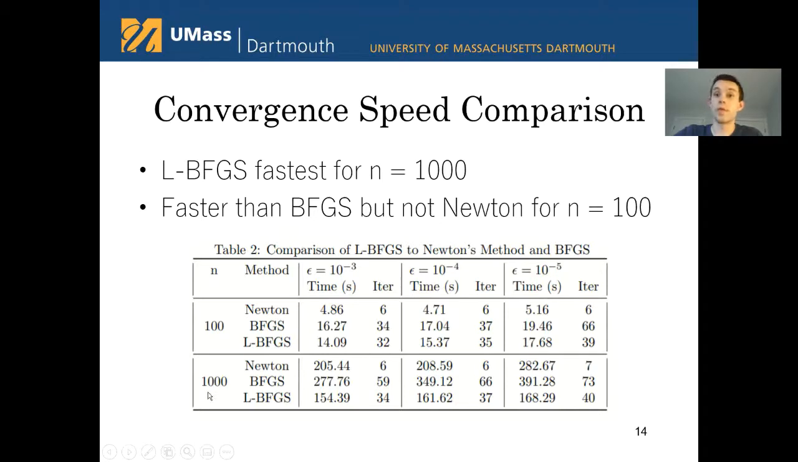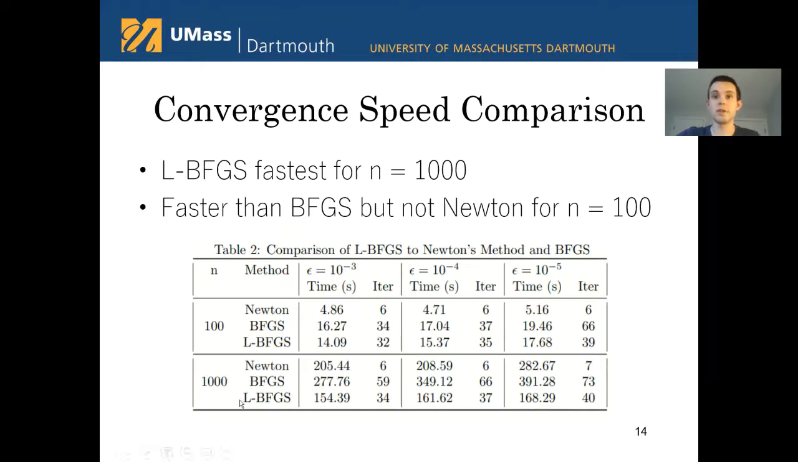However, for the 1000-dimensional Rosenbrock function, we see that L-BFGS outperformed the other two methods significantly. In fact, for epsilon equals 10 to the negative 5, it actually ran almost twice as fast as Newton's method, even though it took 40 iterations compared to 7 for Newton's. This indicates that using cheap to compute iterations can be advantageous in some scenarios.